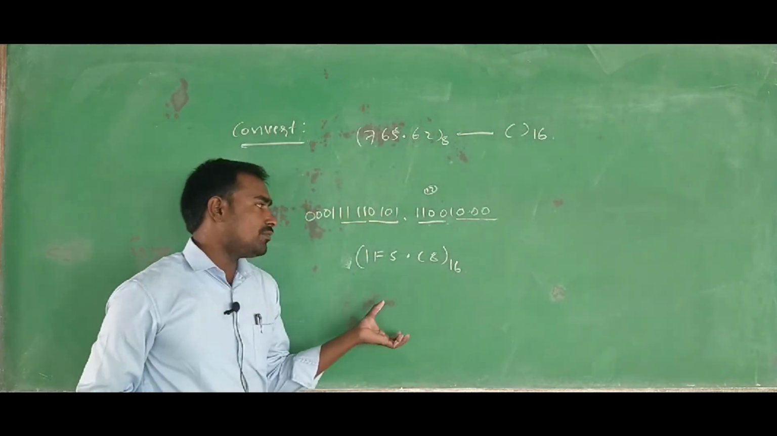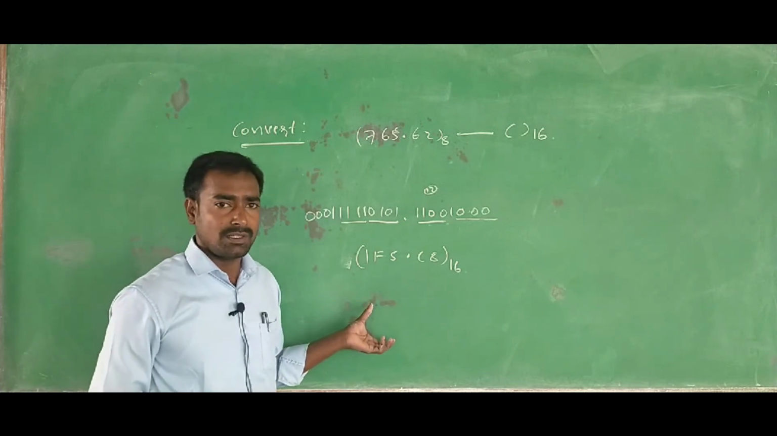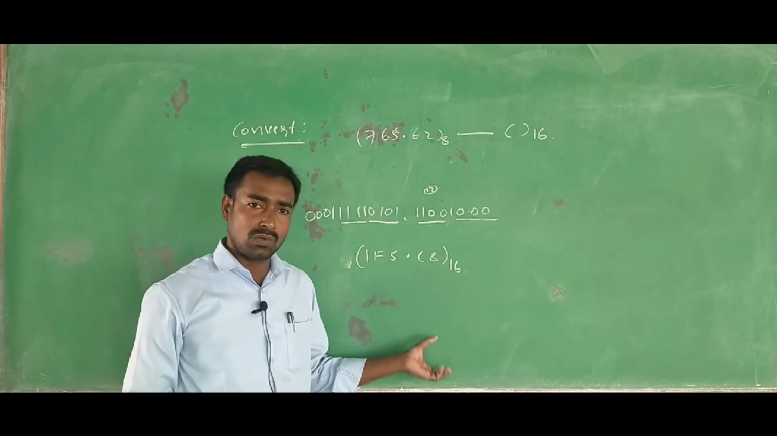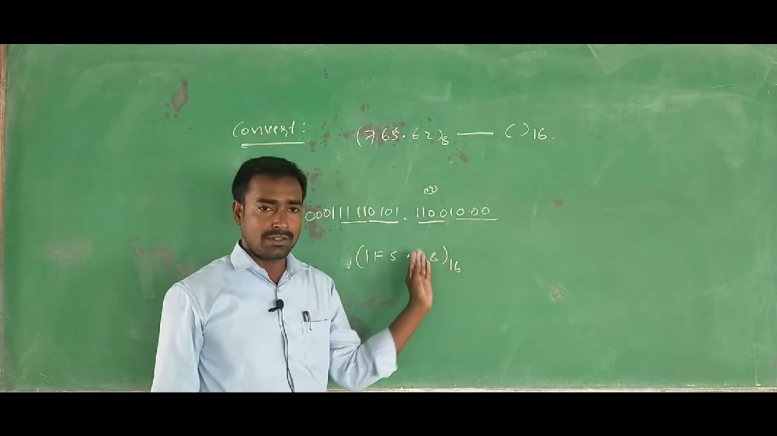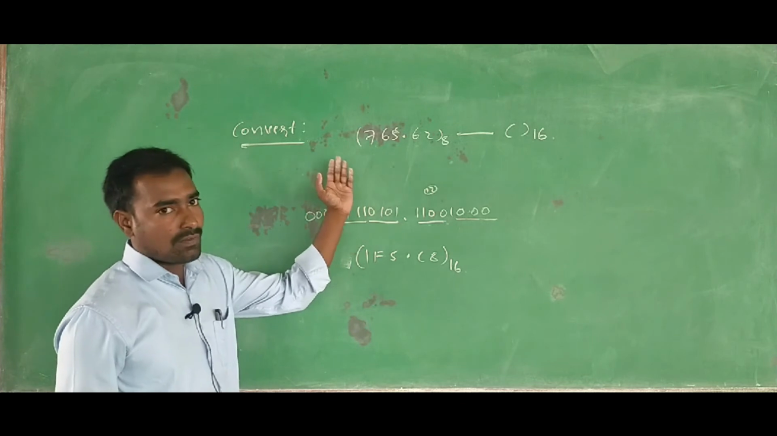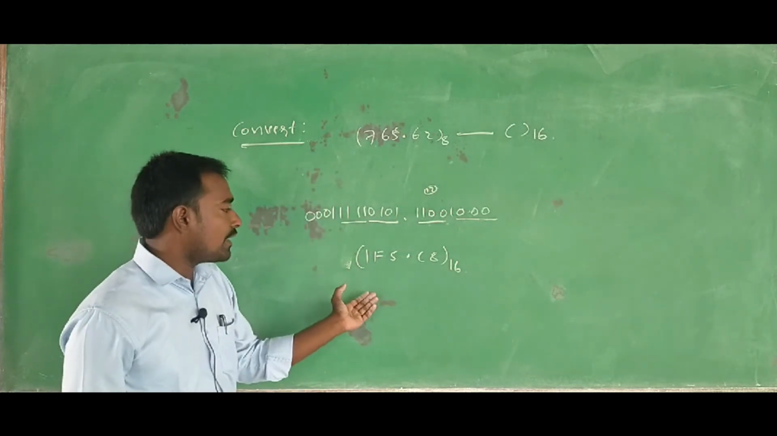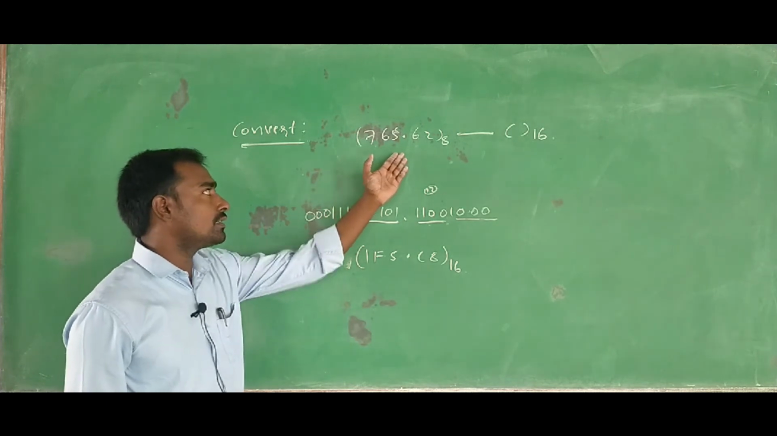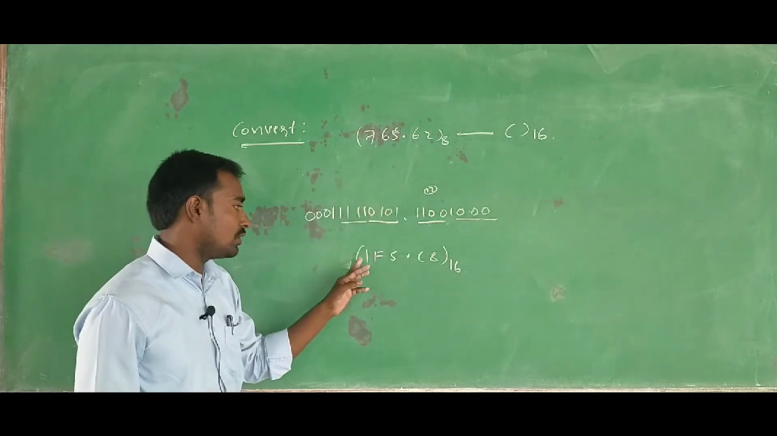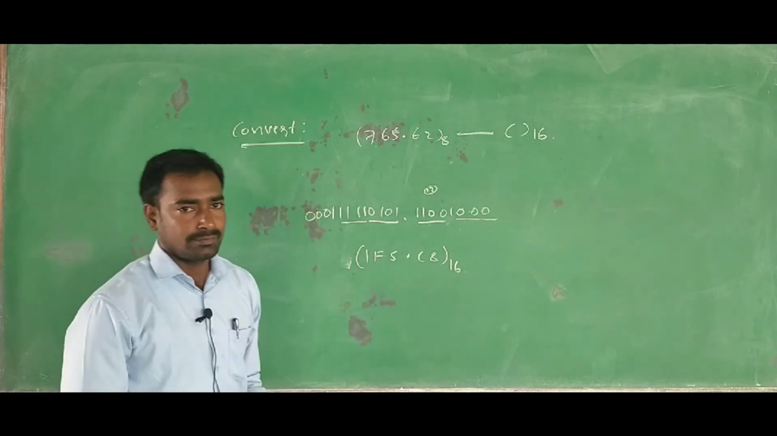The basic use of the hexadecimal number is that memory locations are indicated in terms of hexadecimal. Okay, so this is the conversion from the octal number to hexadecimal, and this is the equivalent value for 765.62, which is equal to 1F5.C8.